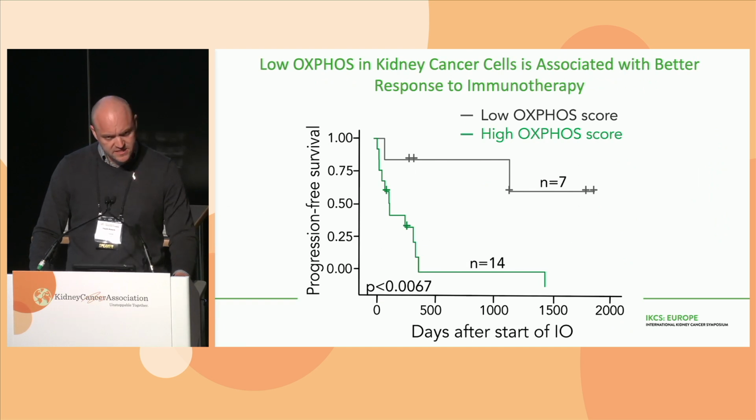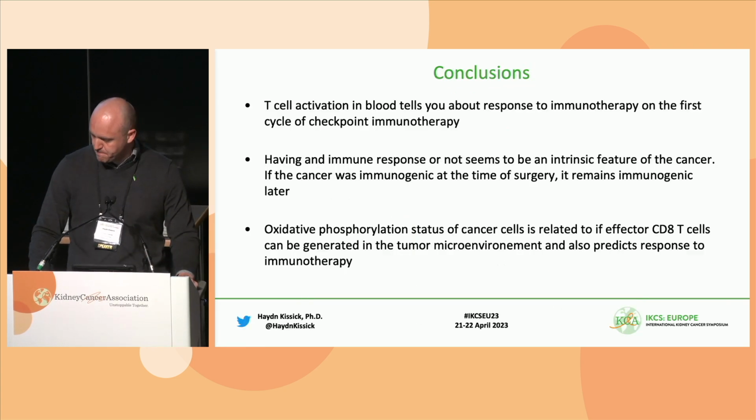And then this is the actual survival data in response to checkpoint therapy. So the patients that we originally sequenced that went on to checkpoint therapy, if they had this high OXPHOS score in their tumours, they were much more likely to progress. No immune response, no response to the therapy in the blood.